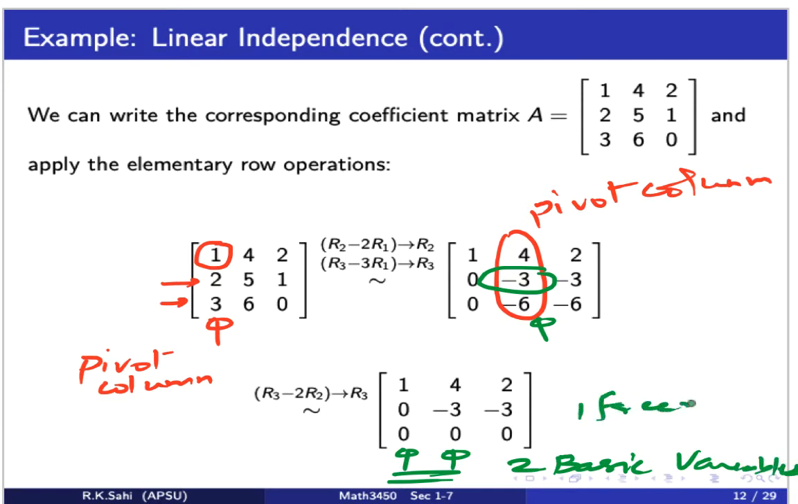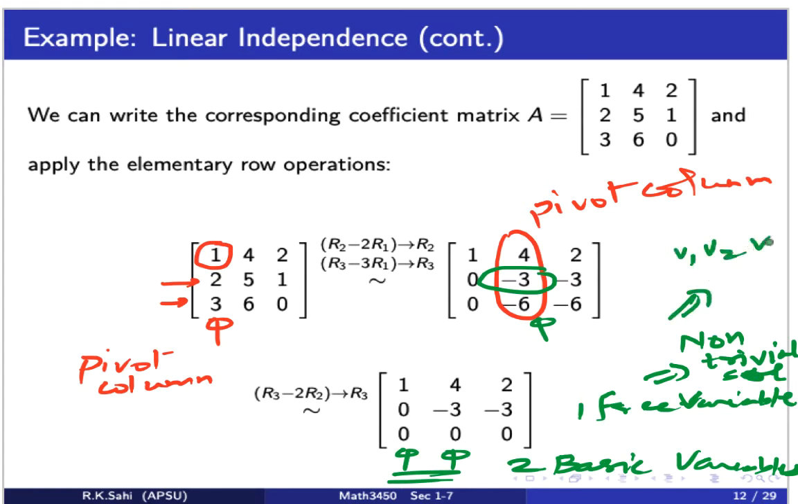The moment it has 1 free variable, what does that tell us? This implies we have a non-trivial solution. And what did we just learn? If you have a non-trivial solution, this implies that the vectors v1, v2, and v3 are linearly dependent.